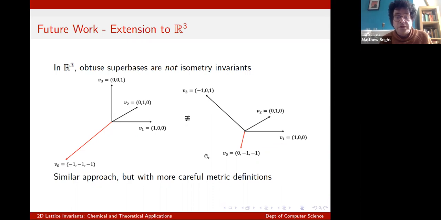So we need some more careful metric definitions, and essentially we need to look over the different kinds of non-isometric superbase, which are still a finite number. So we need to start working across that.